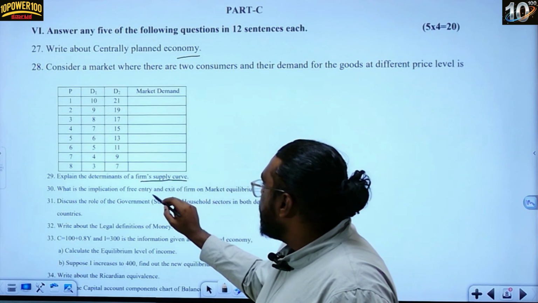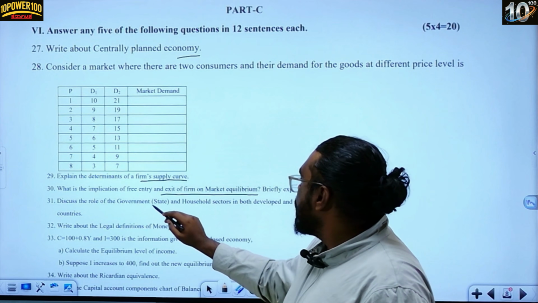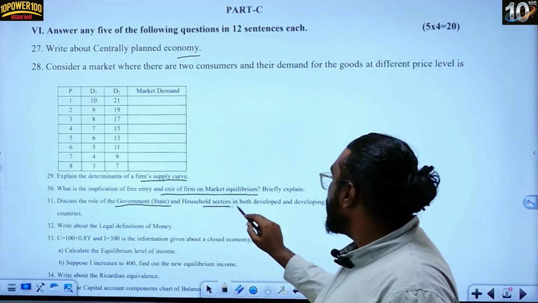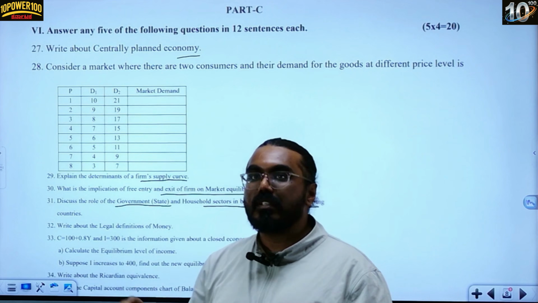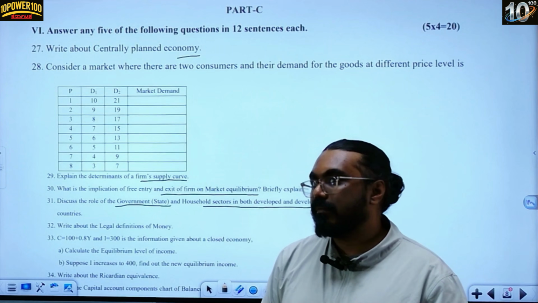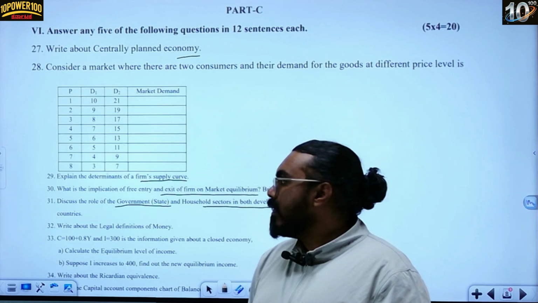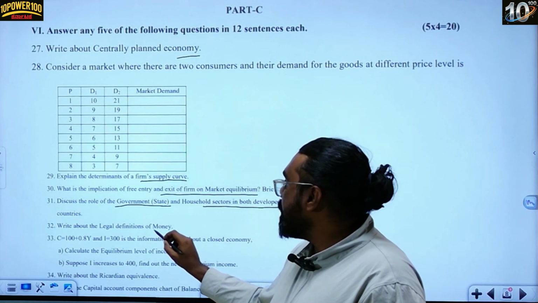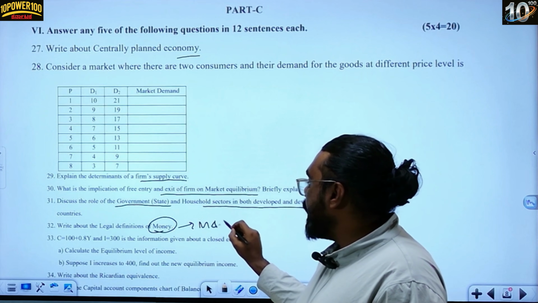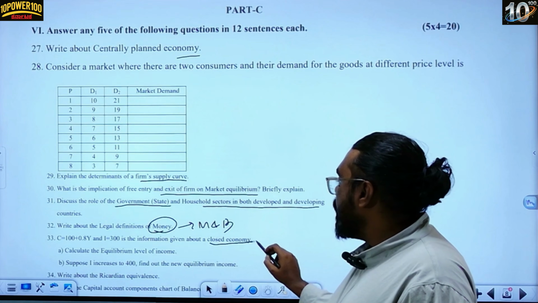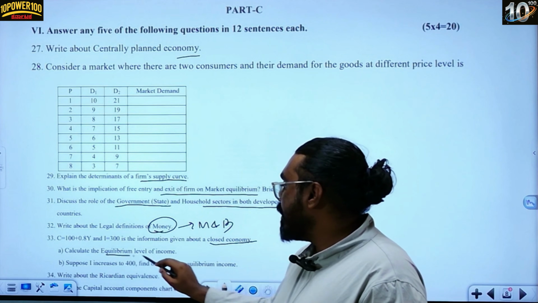Then market equilibrium again, then the role of government and household sectors in both developed and developing countries. That could be from your national income lesson. Legal definitions of money. This is from money and banking. Then you have closed equilibrium level of income.